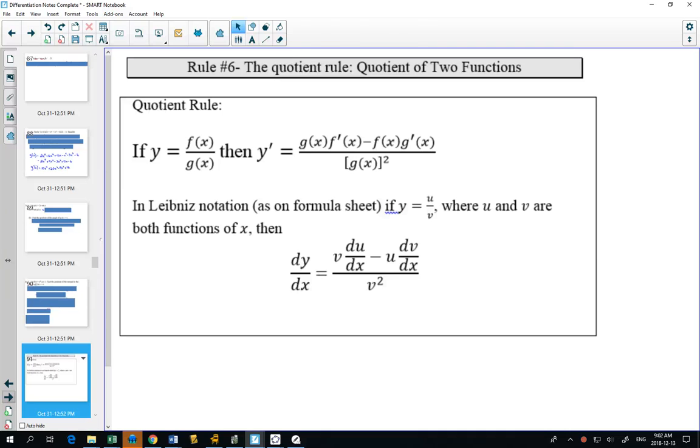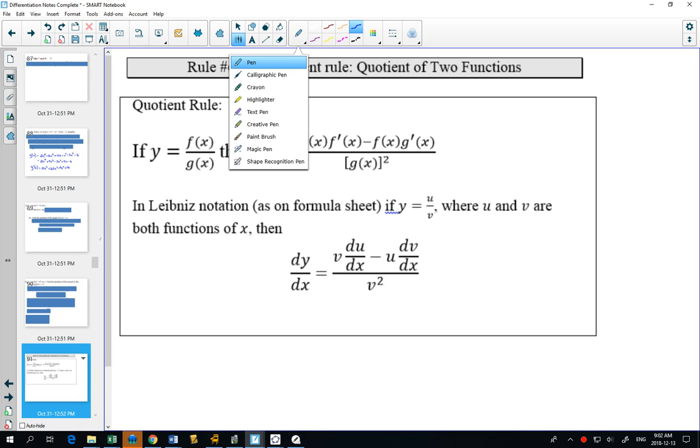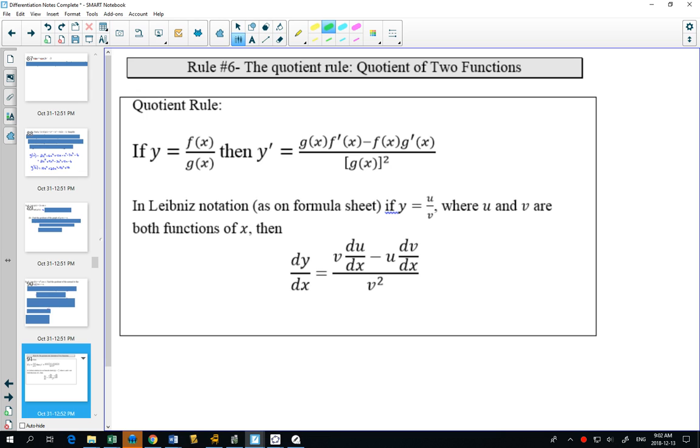Time to break out the highlighter for the quotient rule. So if you are dividing two functions, and again, just like we did with the product rule, I'm going to color code. We have a function in our numerator and a function in our denominator. What happens? Well, we keep the second one the same, and the order matters with the quotient rule.